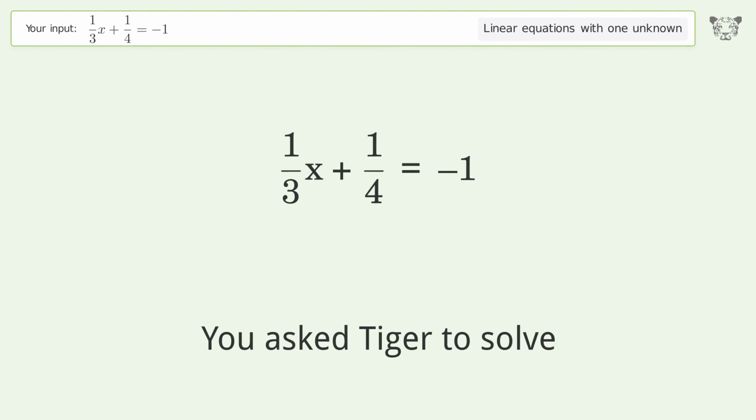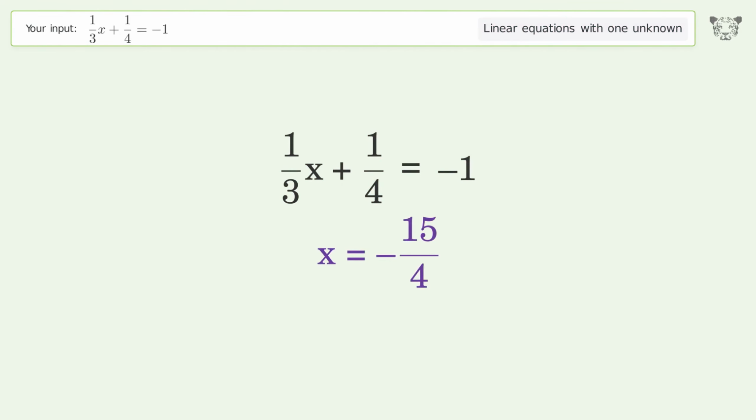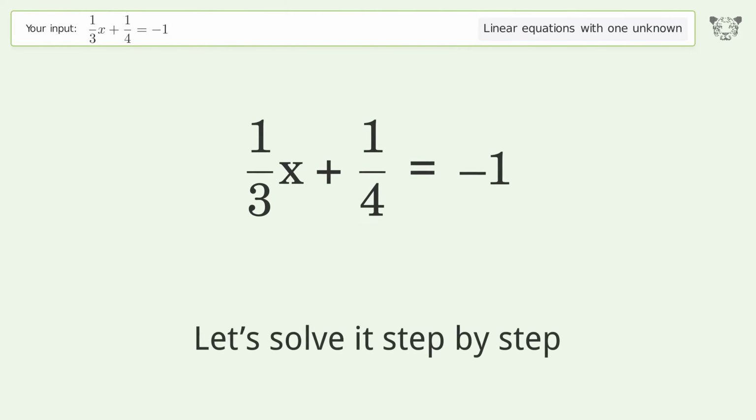You asked Tiger to solve this. It deals with linear equations with one unknown. The final result is x equals -15/4. Let's solve it step by step.